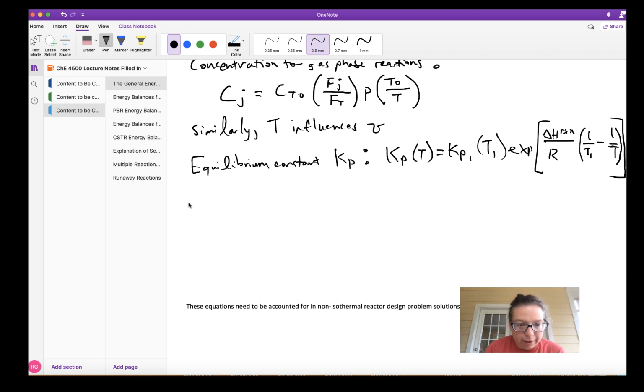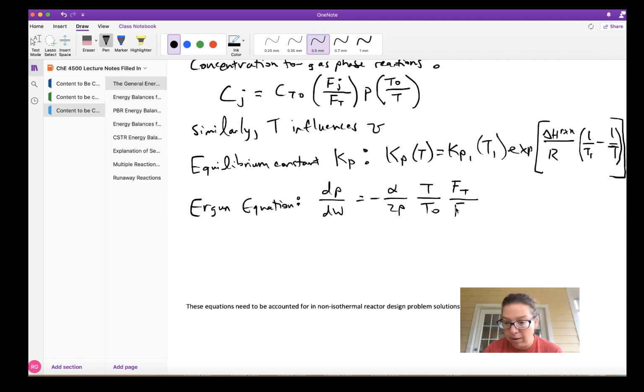Another quantity is the Ergun equation. We have dP/dW equals minus alpha over 2p times T over T naught, which is something that we've not had to worry about in isothermal reactors, but now this term comes into play. So now when we construct our Ergun equation, we need to make sure to include this factor in our equation.